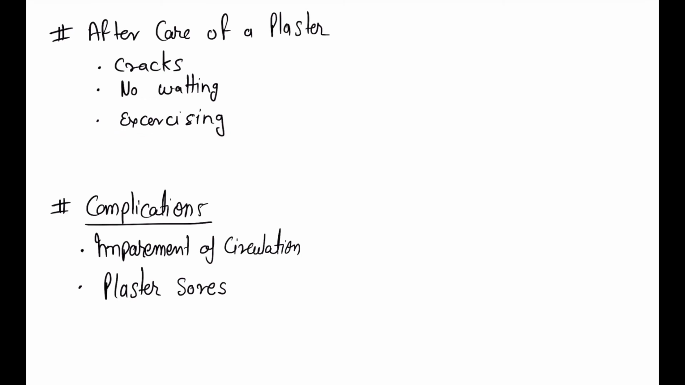Then we have complications. What are the complications of plaster of Paris? Like we are doing a POP, then what are the complications? Impairment of circulation. That I have told you that if it is very tight, we have plastered very tightly, then it is possible that ultimately we will land up in the impairment of circulation. And then plaster sores, that the patient is not able to feel his distal part of the fracture, then pain is there, then he can't take sleep. These all things are the plaster sores, okay.